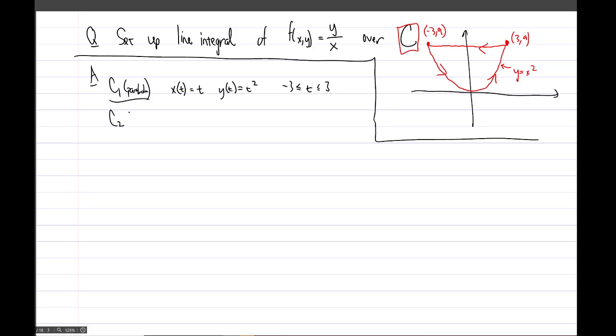But we also need to parameterize a second curve. That's this top part here. So there's the line segment. Let us parameterize the line segment from 3, 9 to negative 3, 9. So how about x of t equals, well, we start at 3, and then the change in x happens to be negative 6. y of t is just constantly the value 9. And here, more familiarly, t would go from 0 to 1.